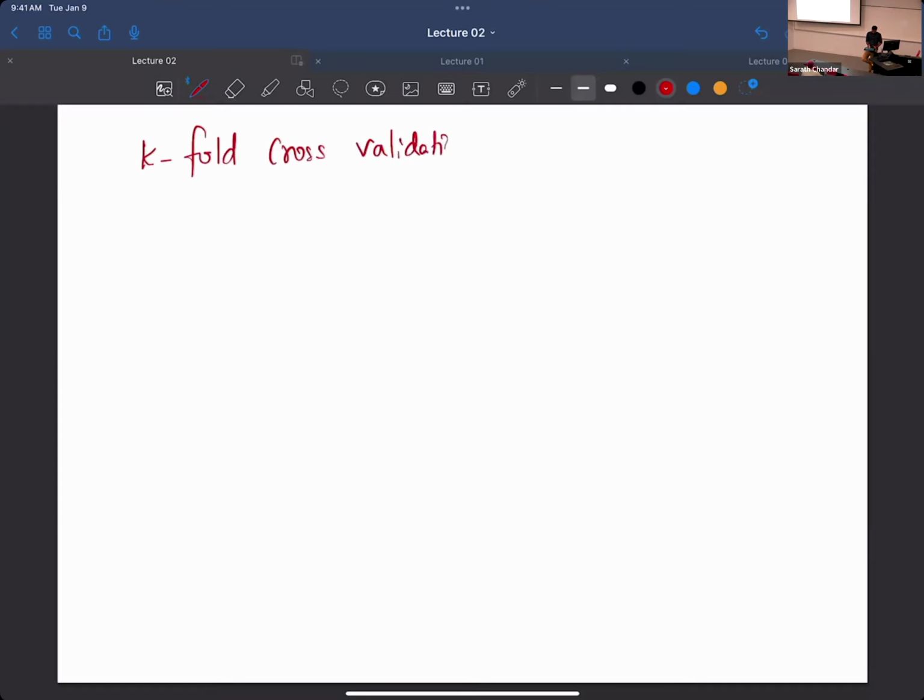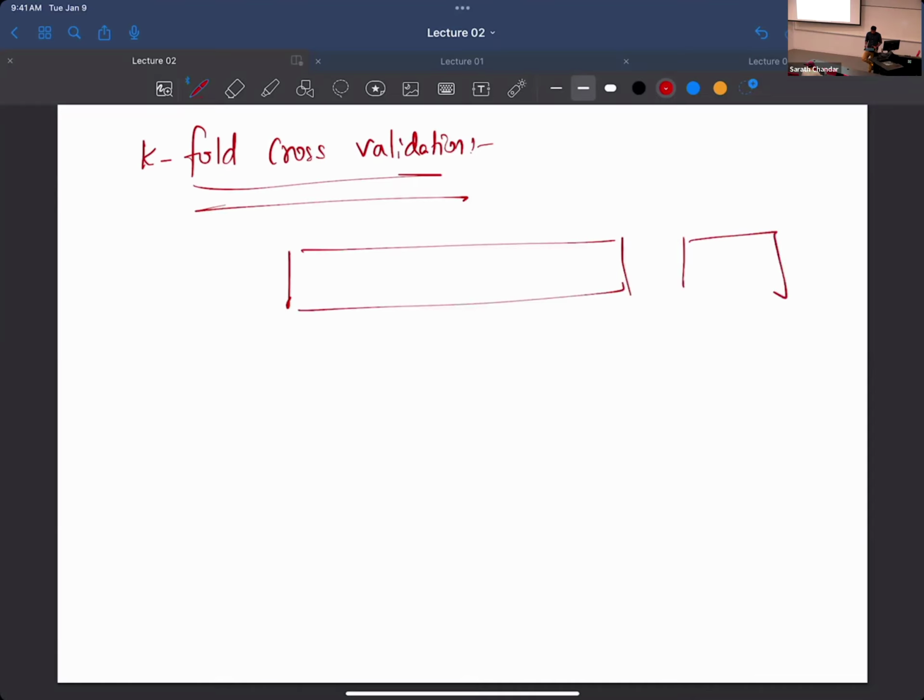Okay, so what is k-fold cross-validation? I'm going to take my training set. Here I'm assuming that there's a separate test set, okay? So we are not going to touch the test set. Someone has given you just the training and test set. Now it is your job to come up with the validation set, okay?